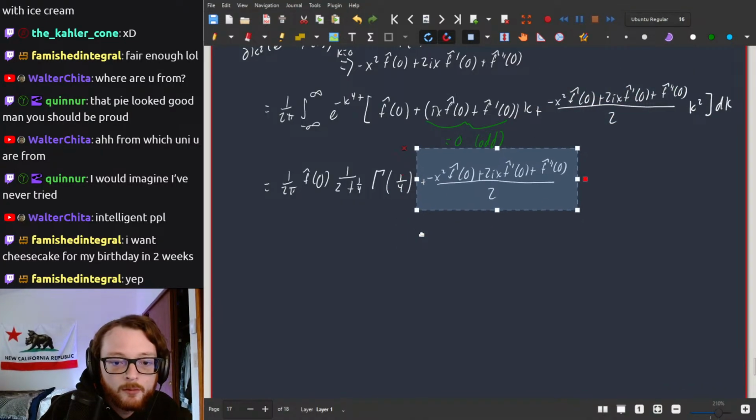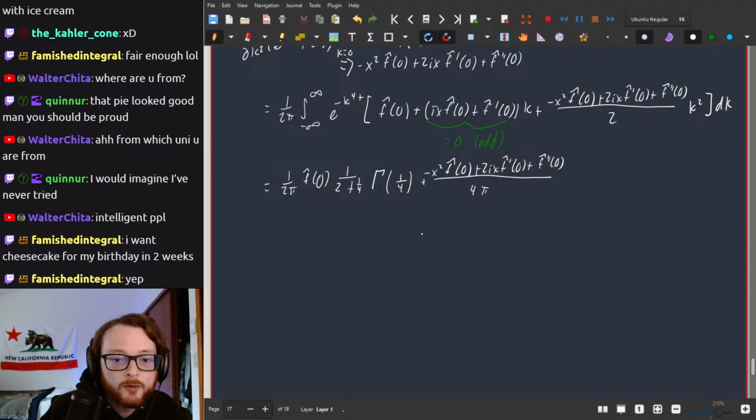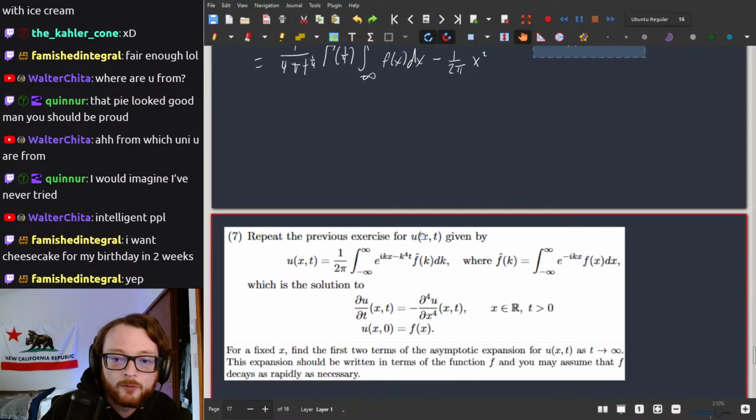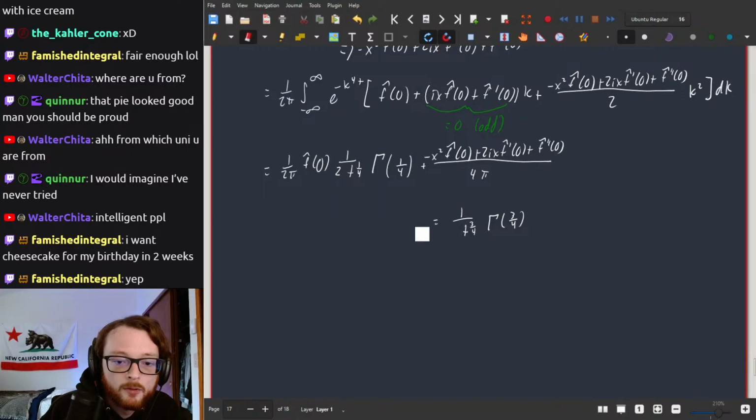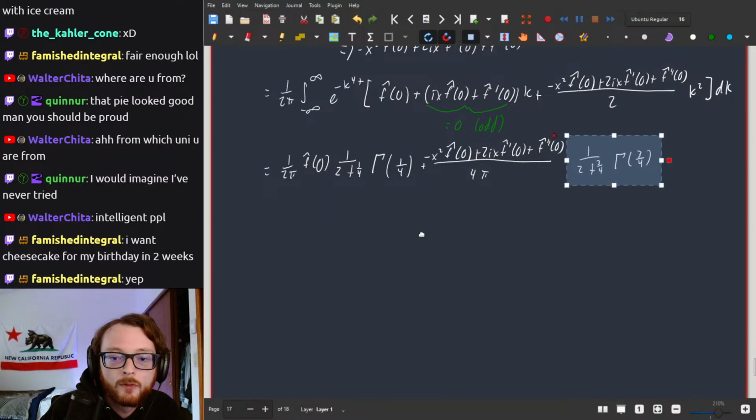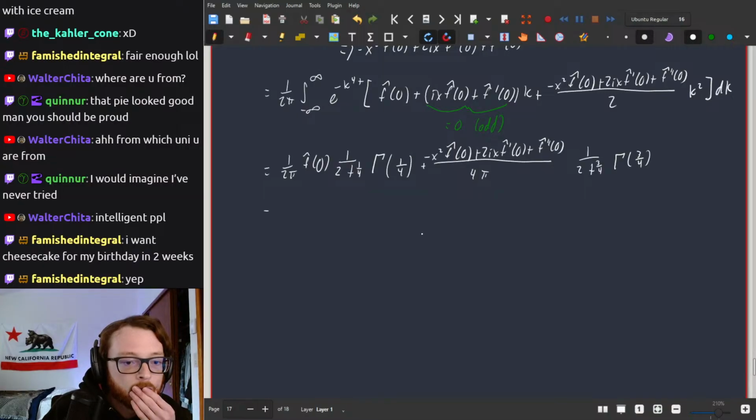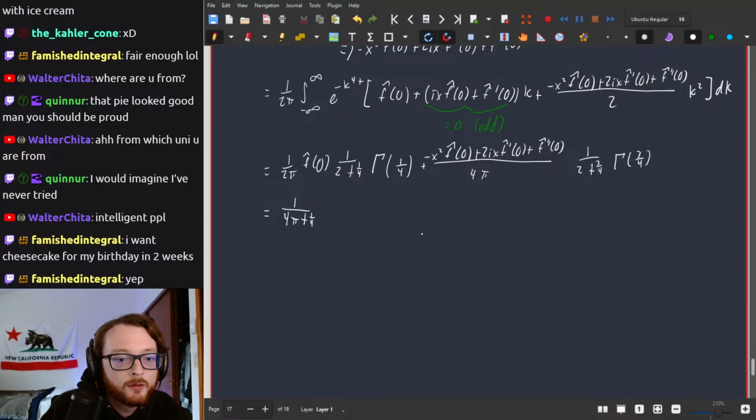So I like doing homework digitally. And then we have k squared e to the minus k to the fourth t, which we need to do 2 times this result. Now we simplify. 1 over 4 pi t to the 1/4 gamma 1/4 f hat 0 is that.